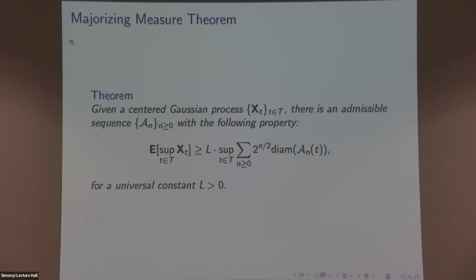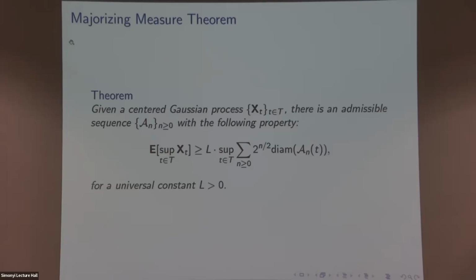I hope that gave some intuition. Anindya, does this theorem itself imply that there are at most 2 to the n partitions? This theorem says there's an admissible sequence, and the definition of admissible sequence is that at the nth level there are 2 to the n partitions. Hopefully that intuition made some sense.